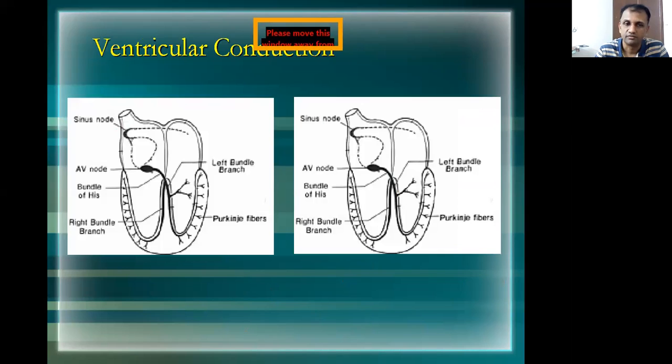This is a summary of the conduction from the SA node to the AV node and subsequently into the ventricles. In the ventricles, we have something called Purkinje fibers. They are very specialized conducting fibers.